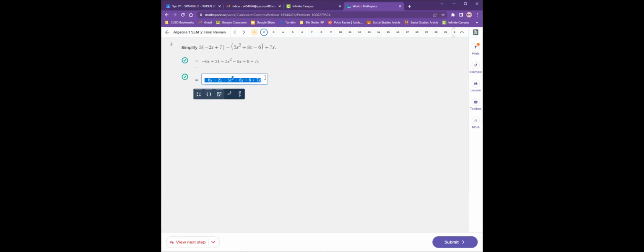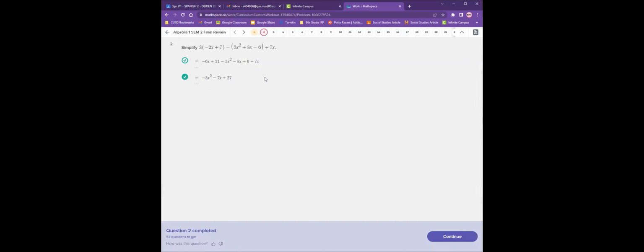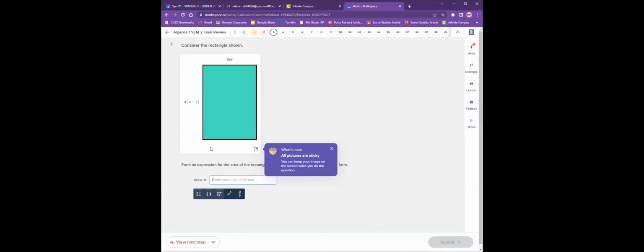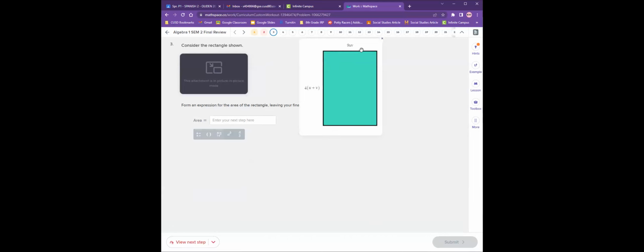Minus 5x squared. Let's make sure that I get the squared. Minus, there, 7x, and plus 27. Yes, that's correct. Okay. I just didn't input it right the first time. All right, any questions on how to do this?